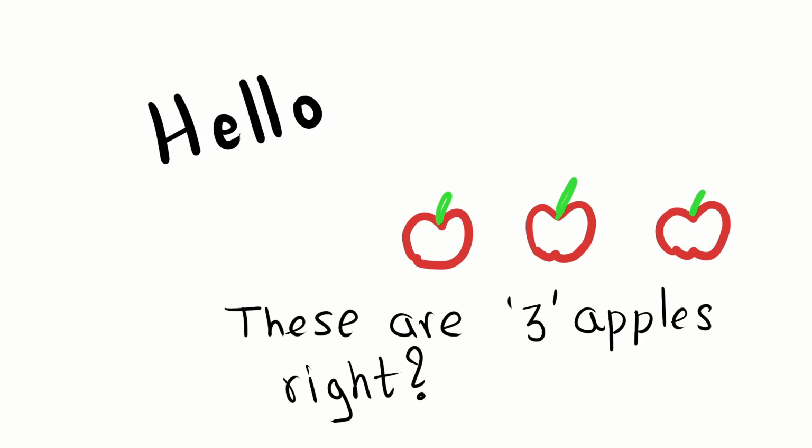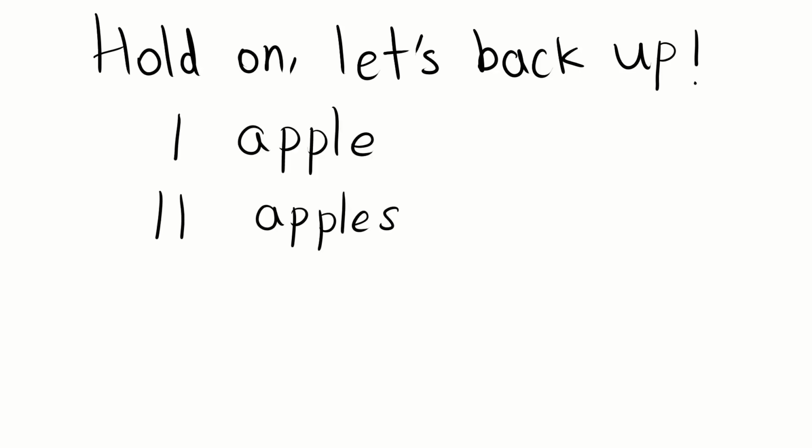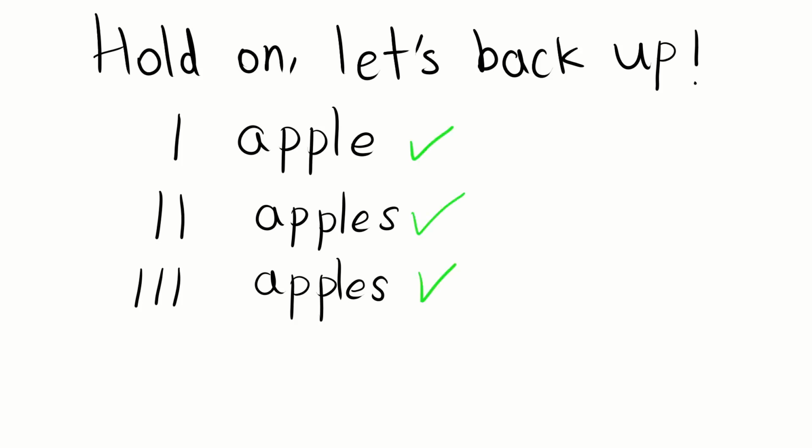These are three apples, right? But you know what? Let's back up. Let's not even assume that we know what three is. So this is one apple, two apples, three apples, and so on. For every apple, we'll draw a finger or a stick, like hold up a finger or draw a stick, sticks, whatever. We got this figured out. This is correct.